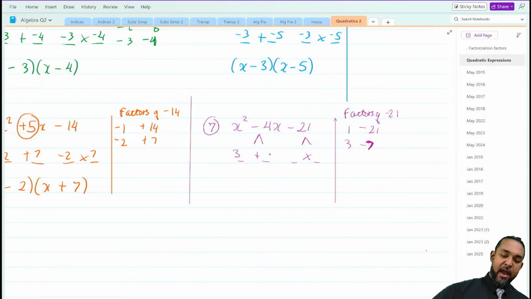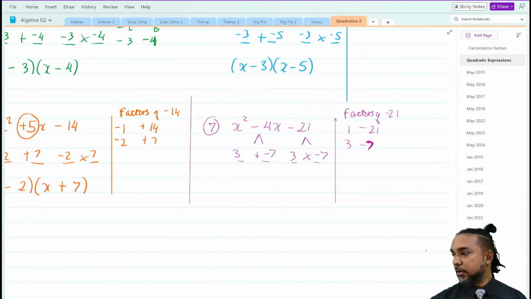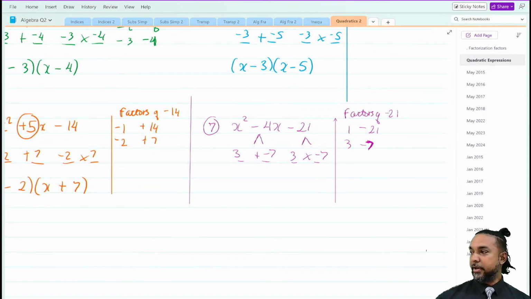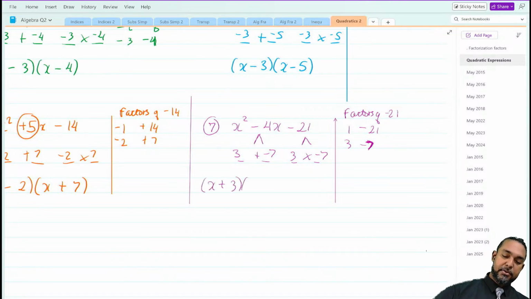The 3 and the minus 7. Yeah, that's correct. Very good. Interesting name. Right. So from here now, all we have to do when you're factoring is it'll give us x plus 3 and x minus 7.